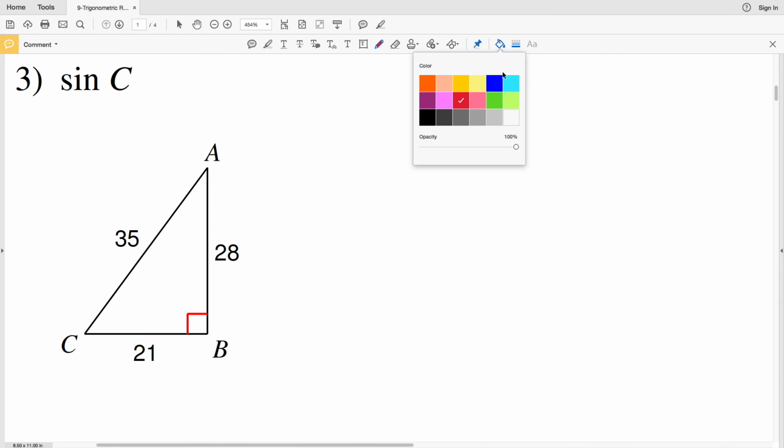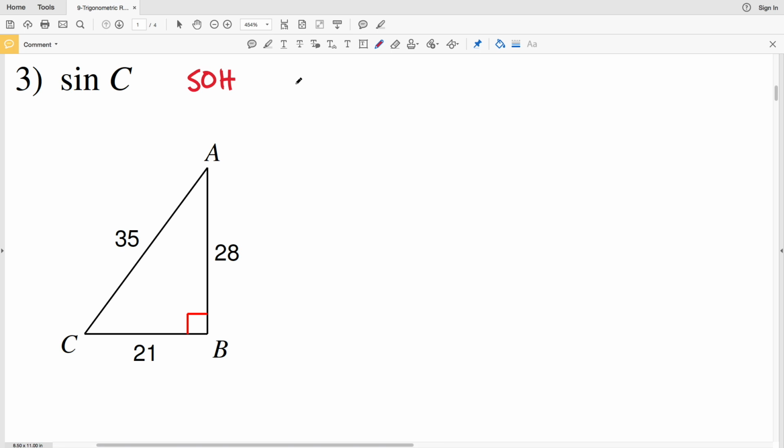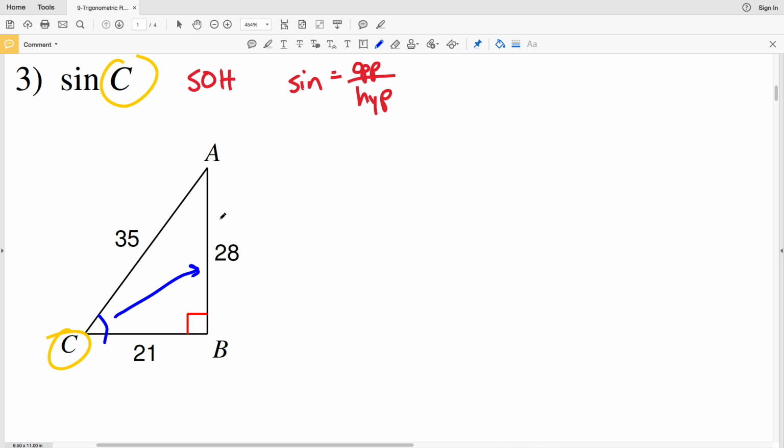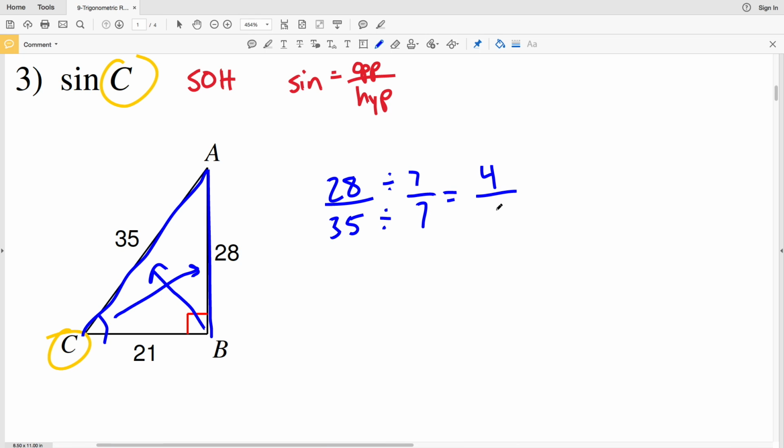In number 3, we're looking at the sine of C. So, sine equals the opposite over the hypotenuse. Finding angle C, the side that's opposite angle C is 28, and that's AB. And the hypotenuse is always directly across from the 90-degree angle, which is B in this case, and that's AC or CA of 35. Now I know that 28 and 35 are both divisible by 7. 28 divided by 7 is 4, and 35 divided by 7 is 5. So 4/5 is the sine of C in number 3.